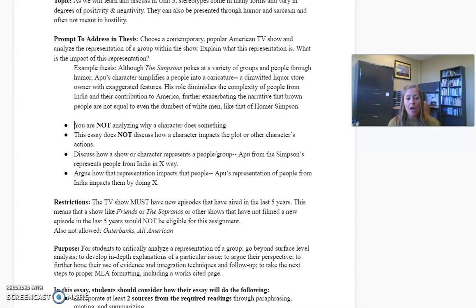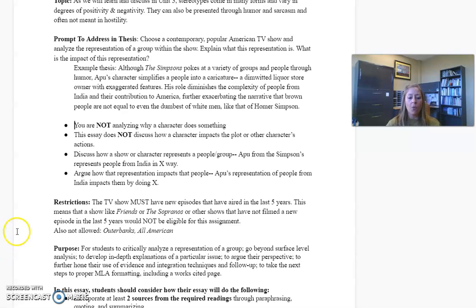Okay. Couple restrictions, as you can see down here, is we, again, like I said, the show has to have had a new episode aired in the last 5 years. And it does need to be an American TV show, and you cannot write on Outer Banks or All American. Too many students have had too many trouble with these particular TV shows, and I just want to prevent that from happening.